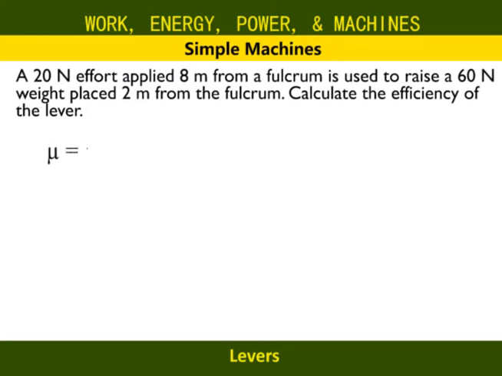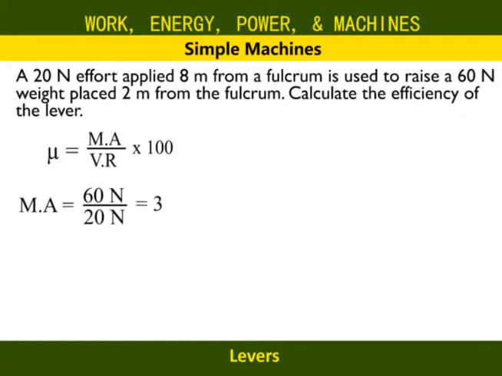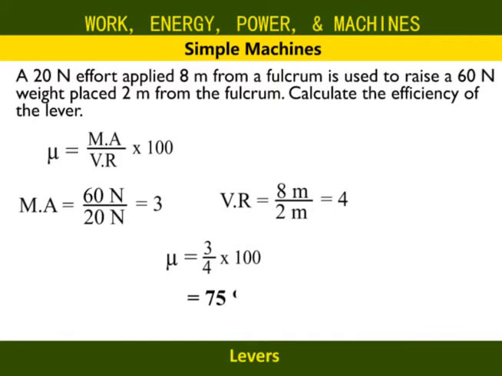Efficiency is equal to mechanical advantage over the velocity ratio times 100. Mechanical advantage is equal to load over effort, that is 60 over 20, giving us 3. Velocity ratio is equal to effort distance over load distance. In this case, it will be 8 over 2, giving us 4. And therefore, the efficiency will be 3 over 4 times 100, giving us 75%.